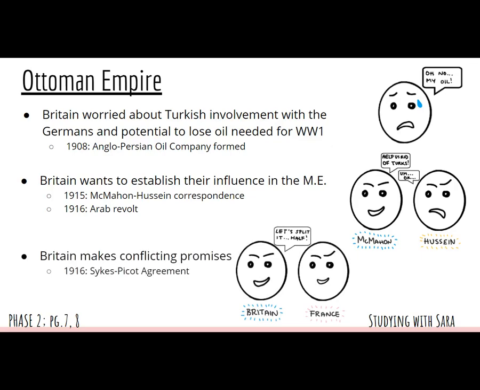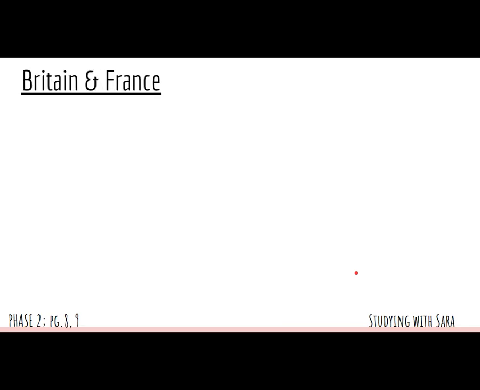Despite the previous agreement, Britain decided to secretly plot with France in a 1916 Sykes-Picot Agreement, which dictated how they were going to share the Arab land after taking it back from Turkey. So as you can see here, Britain went behind the Arabs' backs and instead plotted with France to share the land that the Arabs just freed for themselves.